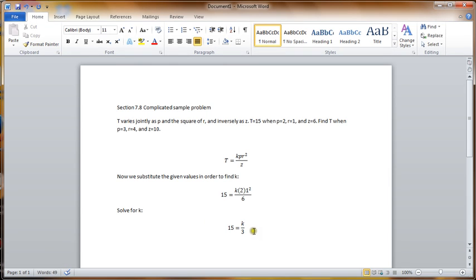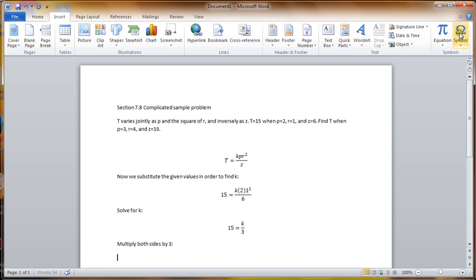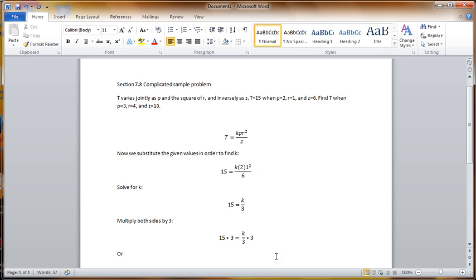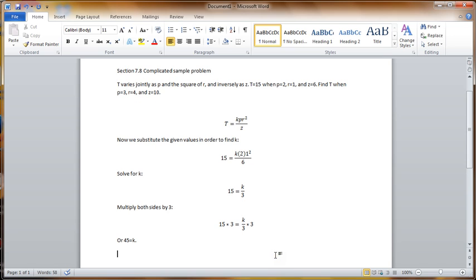So now in order to solve for k, multiply both sides by 3 to clear the denominator, and we end up with the value of 45 on the left hand side. Again, it's 15 times 3 equals k over 3 times 3. Of course the 3's cancel over here, so 45 is equal to k. Okay, so the value of k is 45.